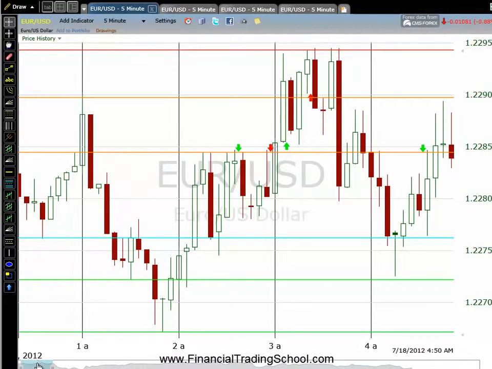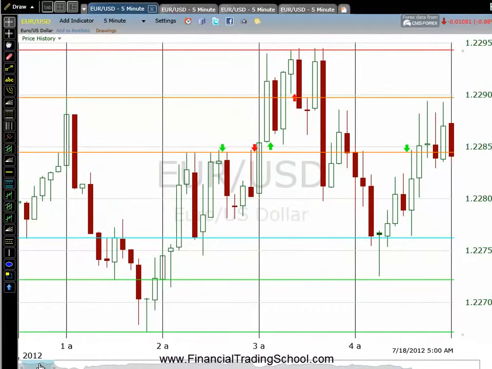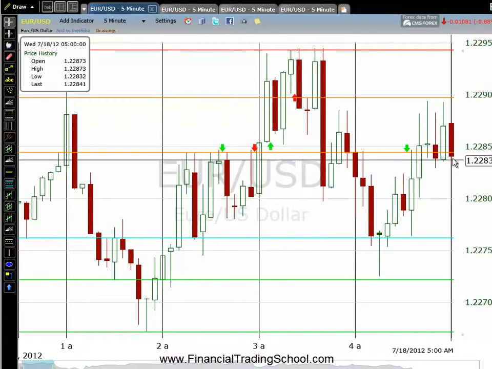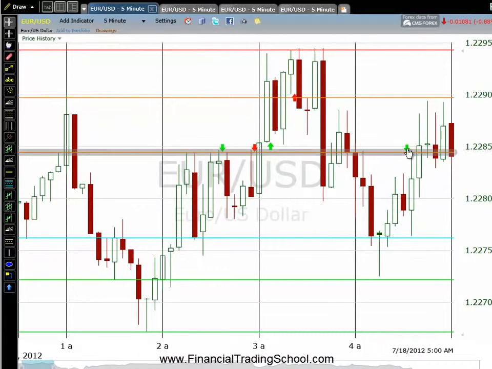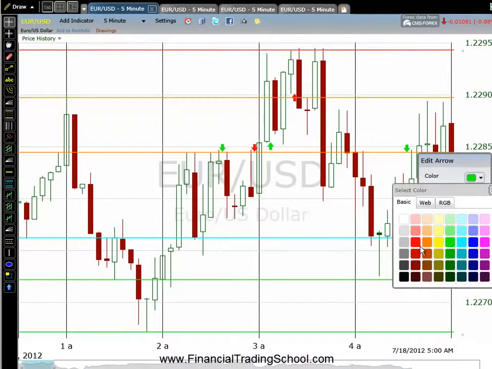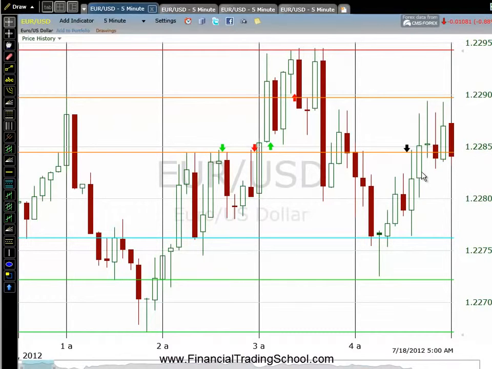So moving on, we'll see what happens. Is it going to go back down? If it doesn't go down, then we're going to lose. In this case, it closes pretty much near break even, so I'm going to change this to black, so it's break even. So whatever, we're moving onwards.